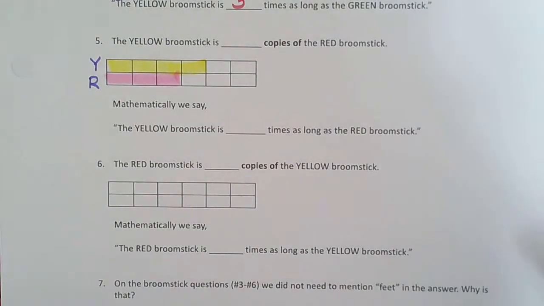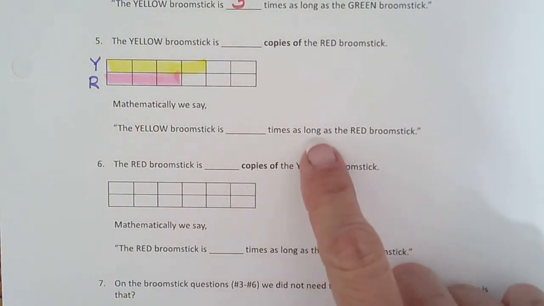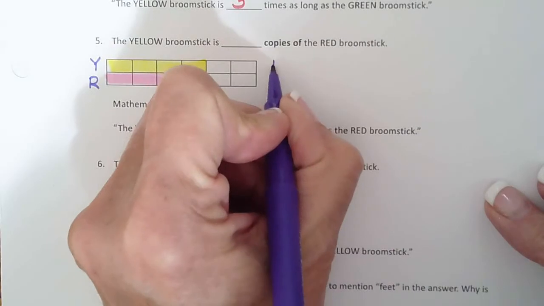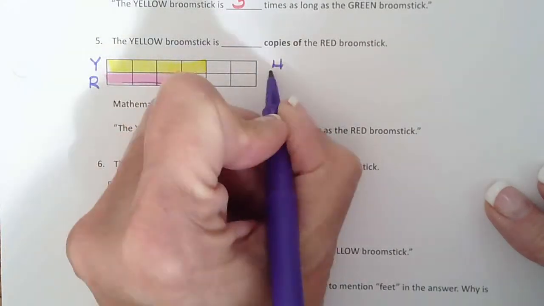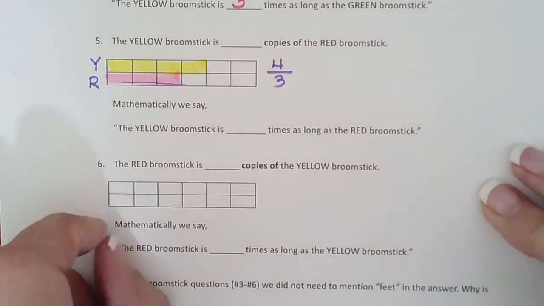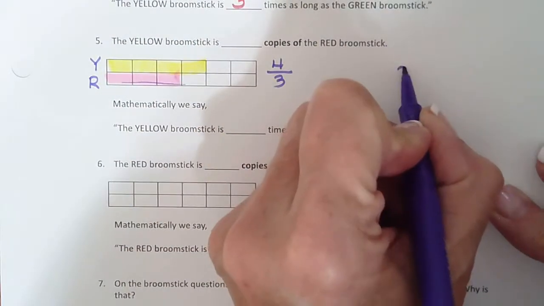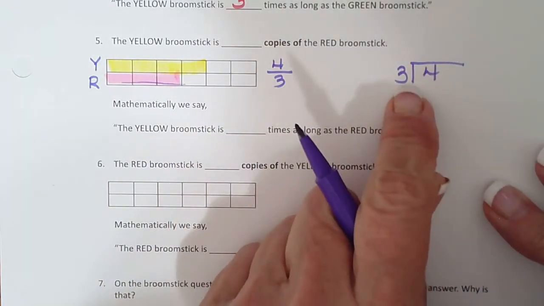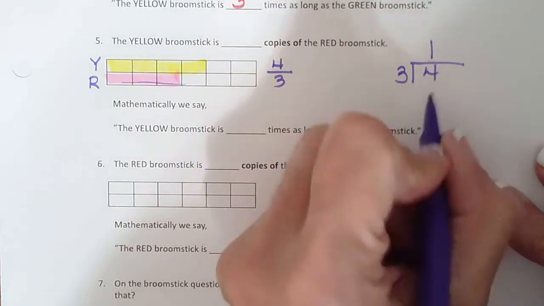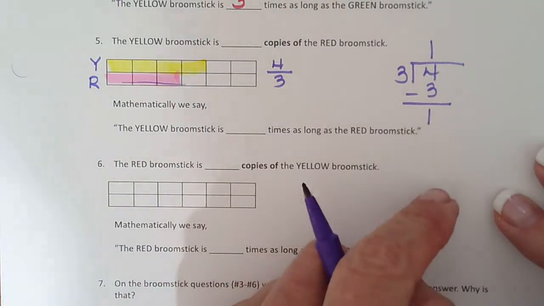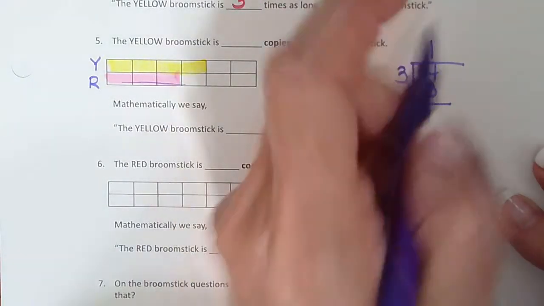So now we want to compare them. Remember, when it says times as long, that means we divide in the same order they're given. So that would be 4/3. And let's change it to a mixed number. So 3 goes on the outside. 3 goes into 4 once. I think we did this one earlier, didn't we? And so we get 1 1/3.